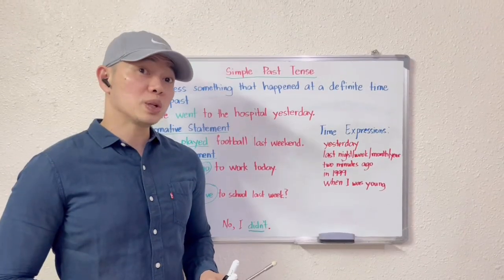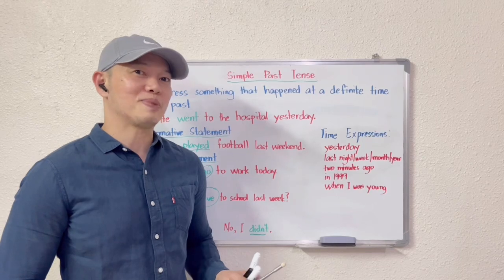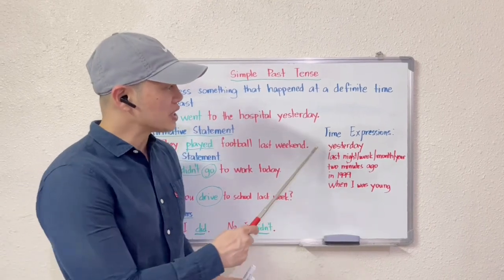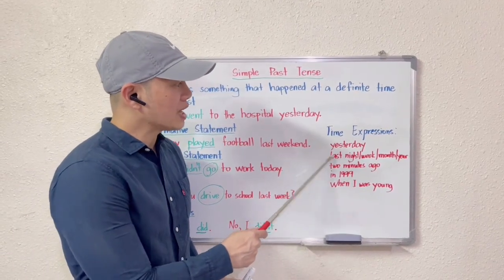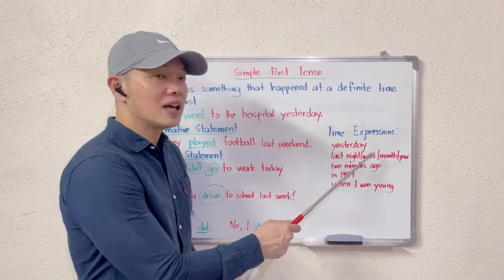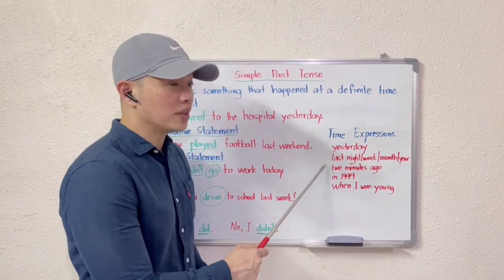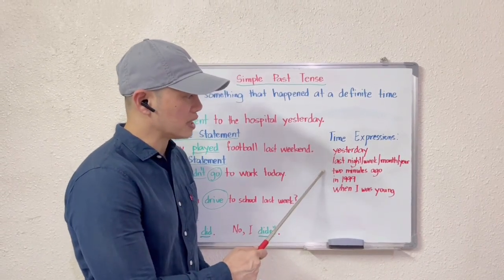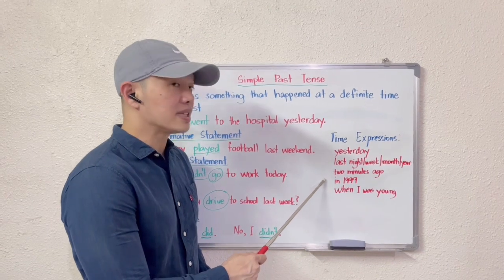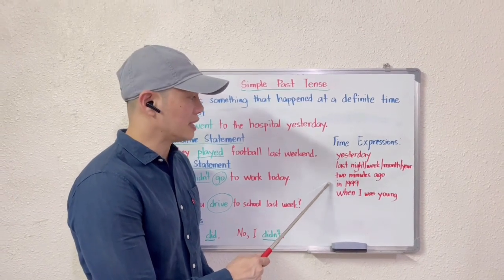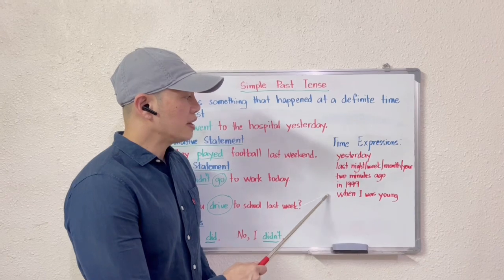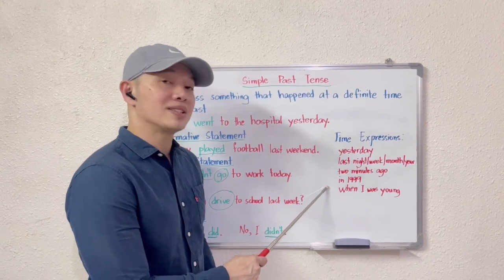Here are the usual time expressions used with simple past tense. We have yesterday, last night, last week, last month, last year. Expressions with ago, for example, 2 minutes ago. Expressions with exact year, for example, in 1999. And phrase like when I was young.